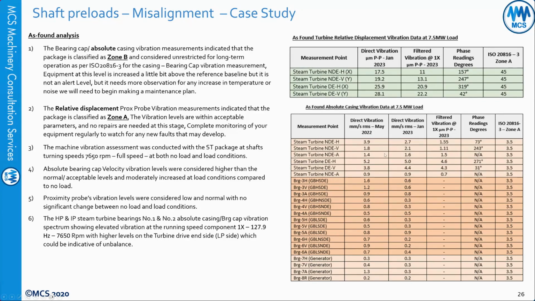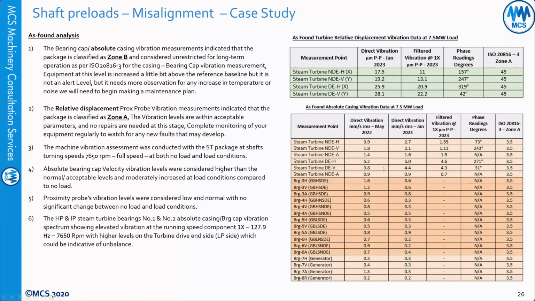But when you look at the bearing cap vibration for the turbine, it was 3.9, 1.8, 1.4, 5.2, 3.8. So it was really high, on some occasions when this was at 7.5 megawatts. And as I mentioned, 11 megawatts was the maximum load. And we cannot run the turbine to 11 megawatts, because when we do this, the vibration levels increase.